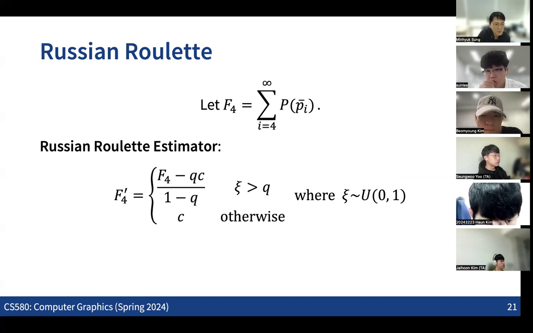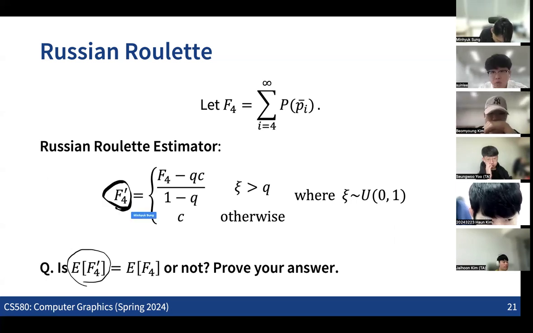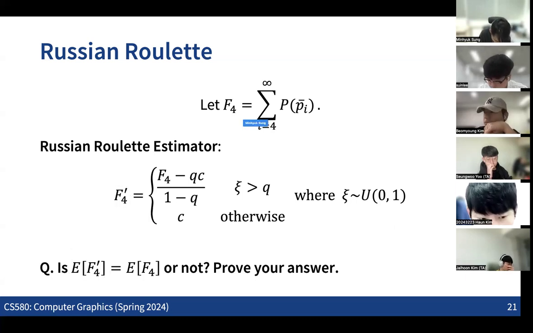Can you quickly see what the expected value of this new estimator is? Obviously, the basic idea is that the expected value of this new estimator is the same as the expected value of F4, which means this is one way we are making an unbiased estimator, while having chances that we can ignore the computation of this whole part.